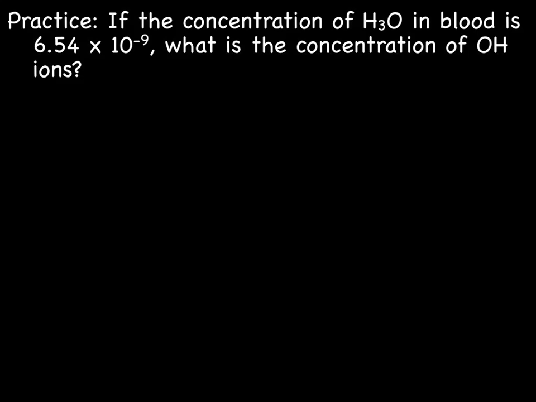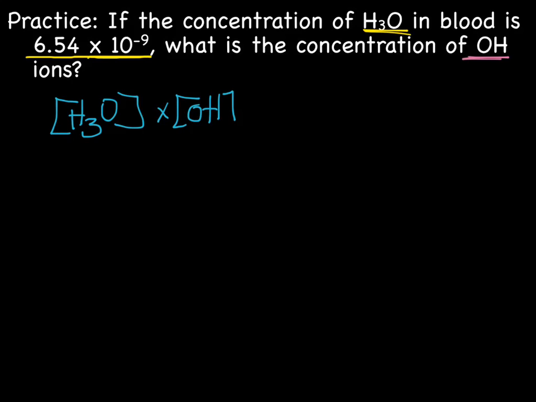Okay, so for practice, if the concentration of H3O in blood is 6.54 times 10 to the negative 9, we want to know the concentration of OH. Well, we've got that formula, concentration of H3O, or H plus, either way, times the concentration of OH equals 1 times 10 to the negative 14th. It'd be best if I knew how to write negative 14th.